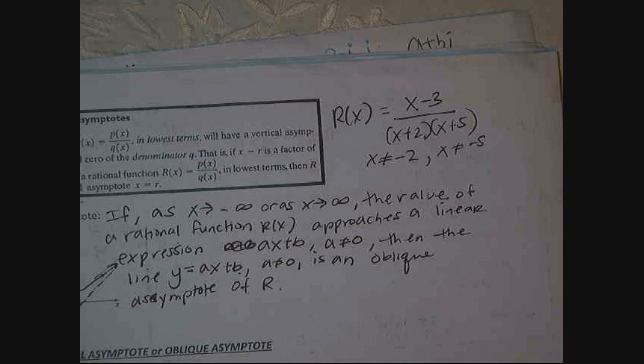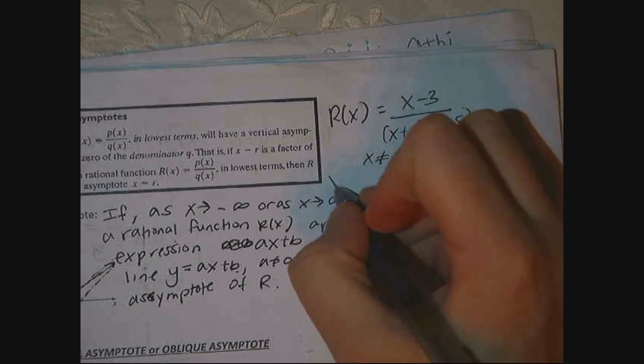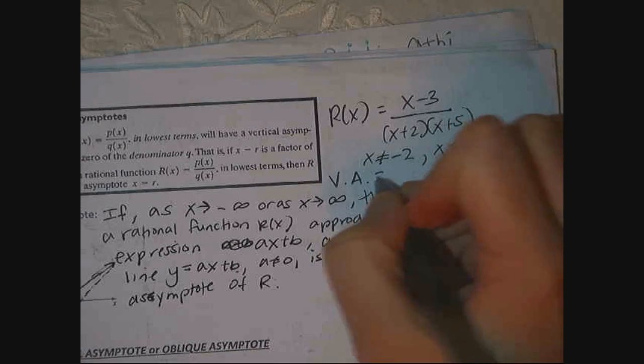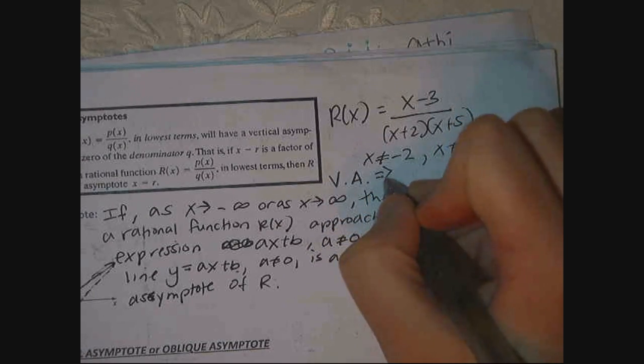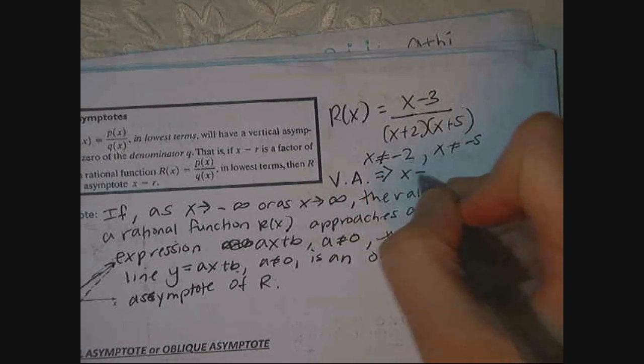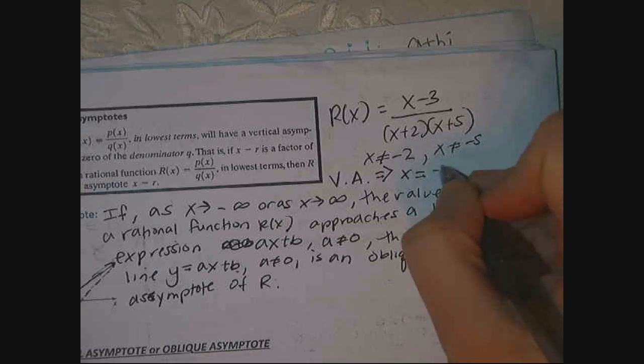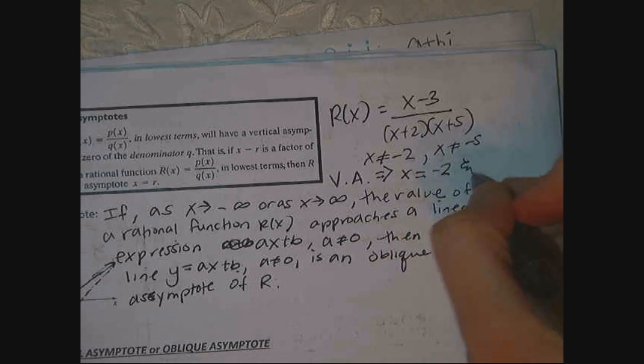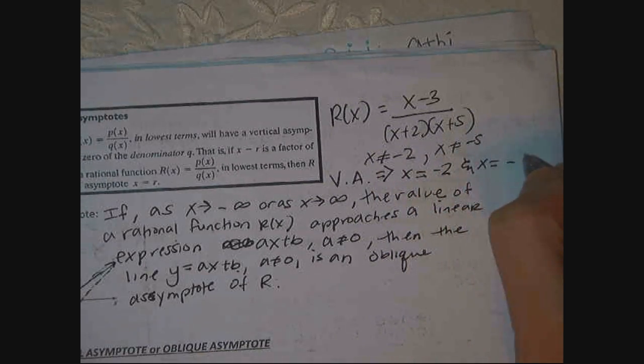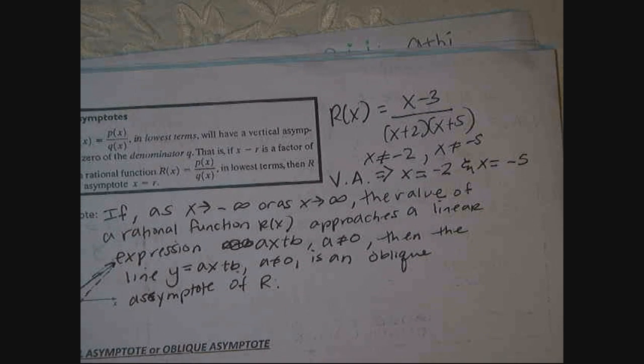If I plug in -5, I get 0 in my denominator, which causes an issue. Those two issue places give me my vertical asymptotes, where I cannot have any y values. So I would say that my vertical asymptotes are at x equals -2 and x equals -5.